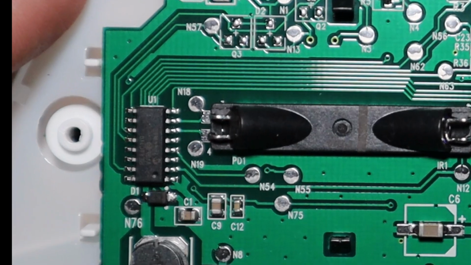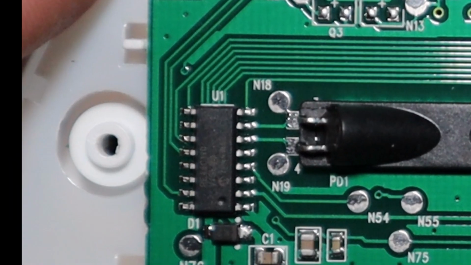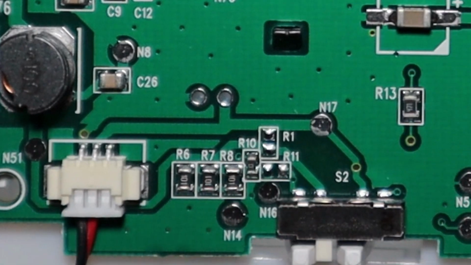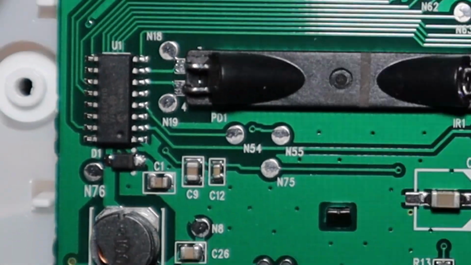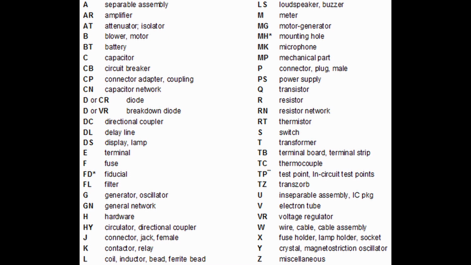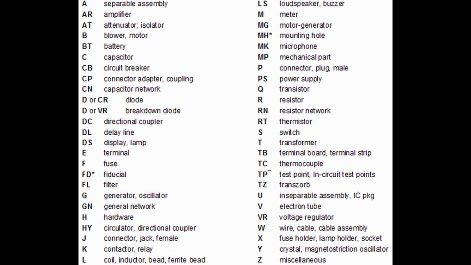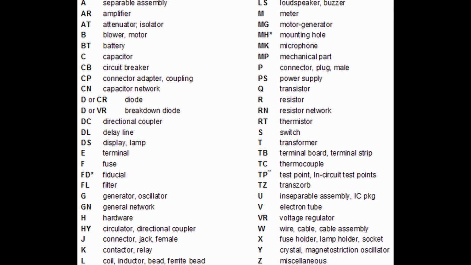For example, U1 indicates the integrated circuit, R indicates a resistor, and RN or N indicates a resistor network, C for capacitors, D for diodes, and many more. Understanding these various designators can quickly translate the board components. I'll provide a link below with a reference to a standard reference designator list.